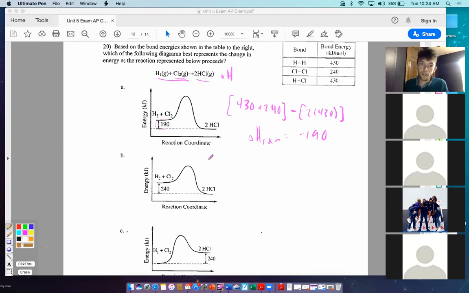So I need to find a graph that shows that from the reactant side to the product side, the amount of energy goes down 190 after I've overcome that activation energy. And the answer is A. A is the only graph that does that. All right. So my reaction is exothermic, A is exothermic because my products end up at a lower energy than my reactant started with, okay?